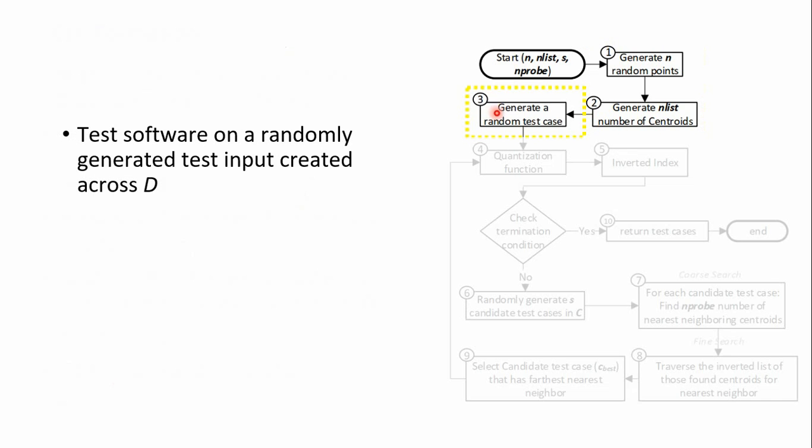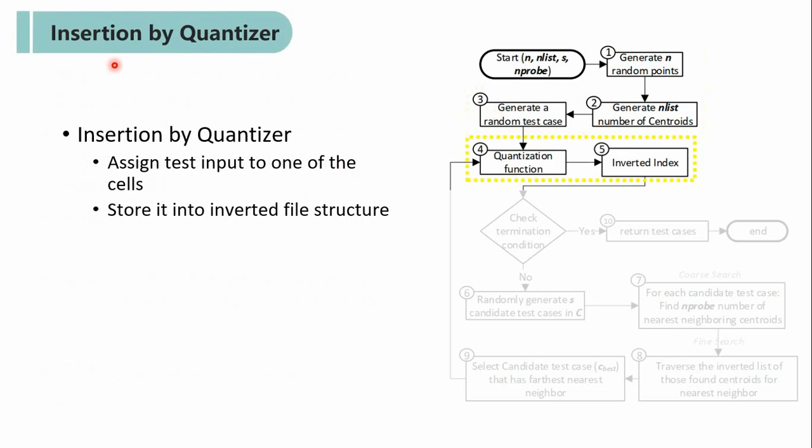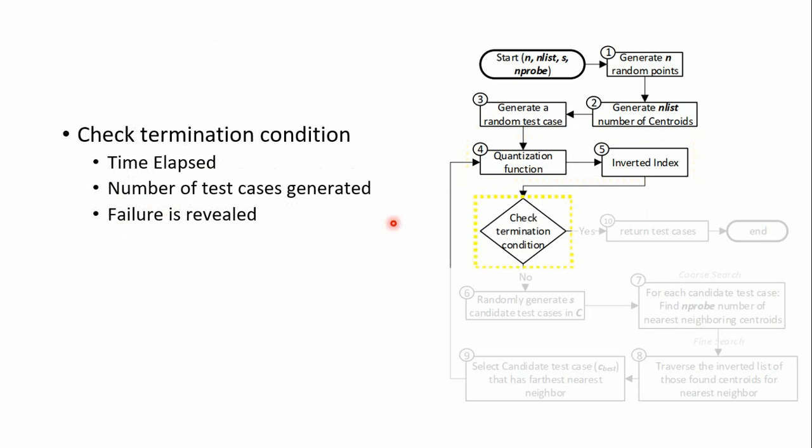After that we randomly generate a test case and we test the software for that, and in the next step we insert that test case into a cell. So this is insertion by quantizer. First of all we quantize it, and then we assign the relevant cell to that test case, and we store it in the inverted file structure. Next we check whether the termination condition is satisfied or not. There can be multiple termination conditions, for example time elapsed, number of test cases generated, or whether a failure is revealed or not.